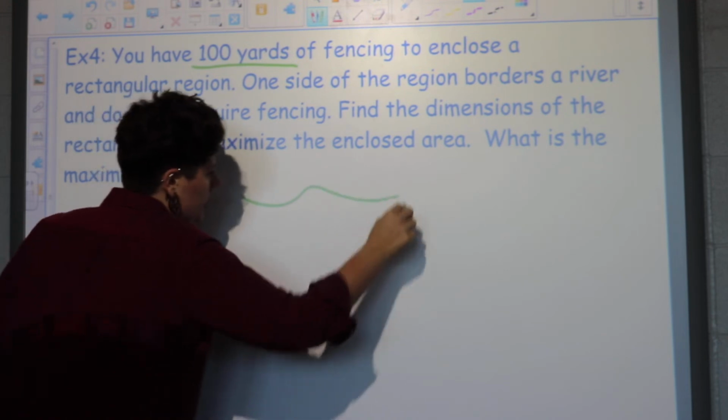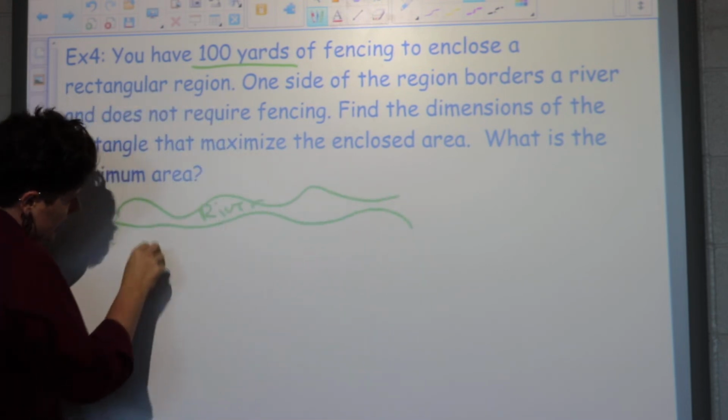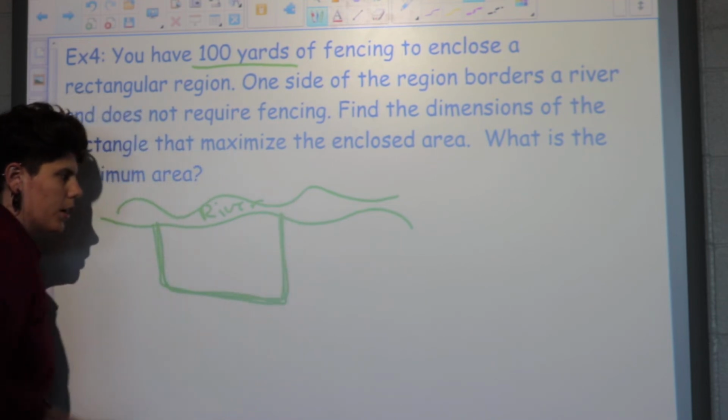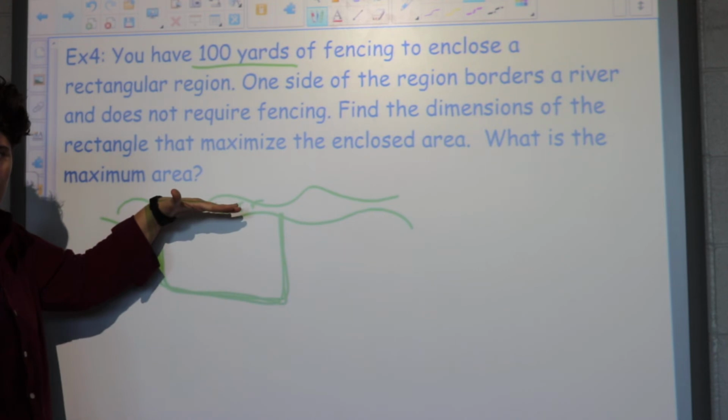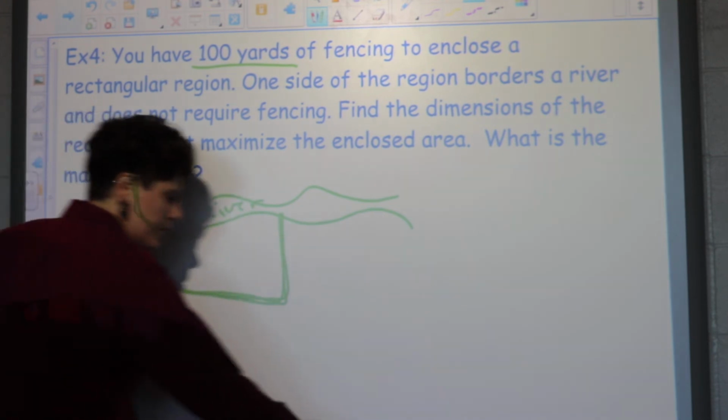I got a river. This is my river. Isn't it lovely? And I have a rectangular area that butts up to the river. Since it butts up to the river, I don't need to put fence next to the river. Instead, I'm just going to have 3 sides of my rectangle.